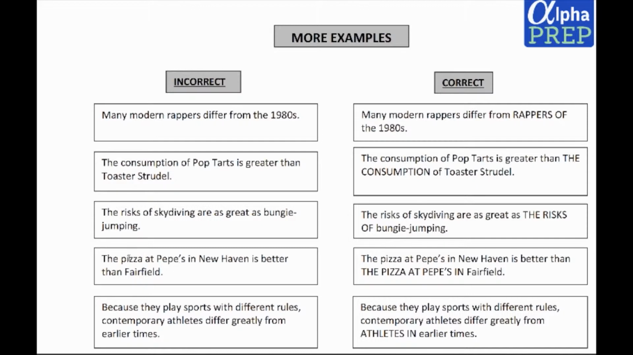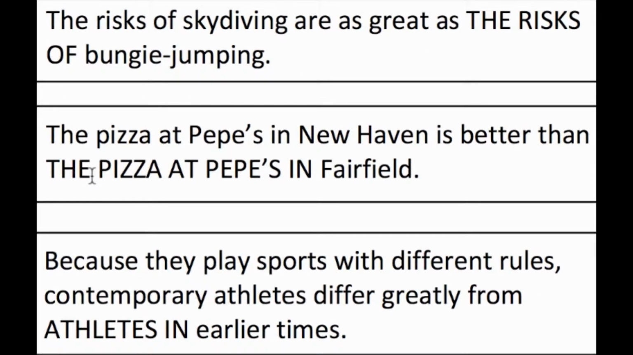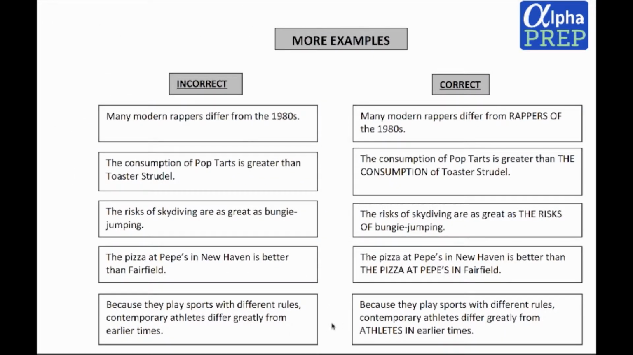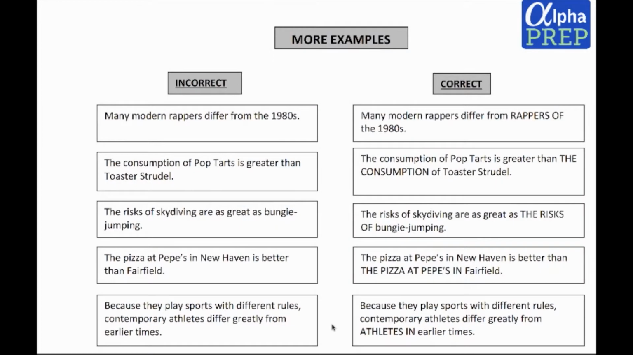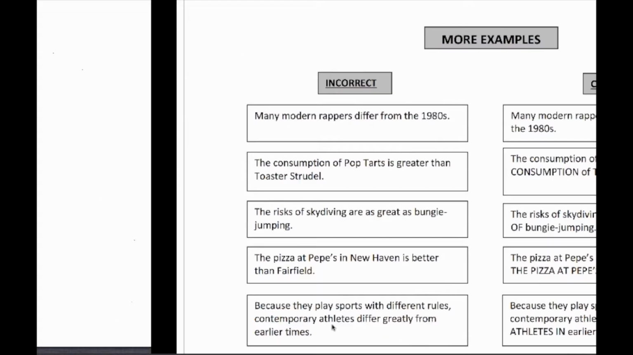You recognize that you say the pizza at Pepe's in New Haven is better than Fairfield. You can't compare the pizza at Pepe's in New Haven to all of Fairfield. Instead, you need to compare it to the pizza at Pepe's in Fairfield. This particular question at the bottom is the most important one on this list right now because it was made using page 720, number 14, our original problem that we got wrong, as a guide to make it.